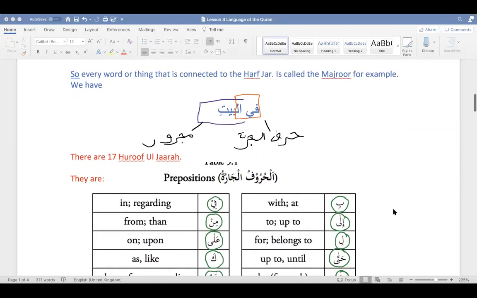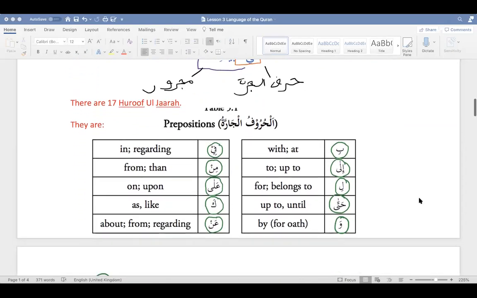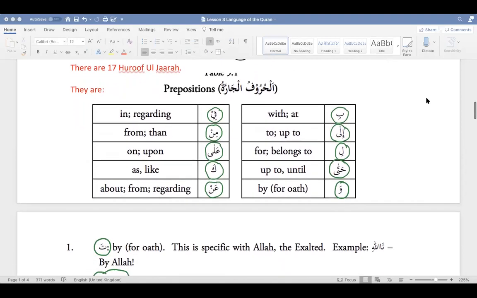All right. Now, instead of us going through this one by one, if you guys can remember this, I will send this table. So we know fee, that's a harf al jar. So if you were to use the word ala.